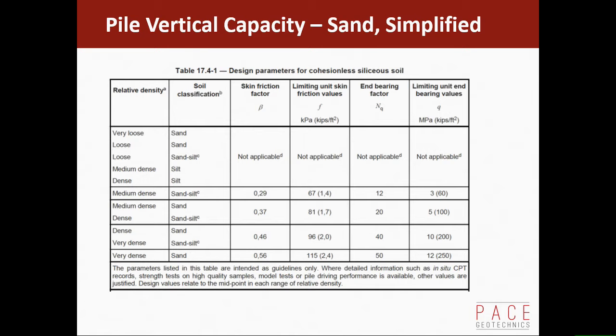In both cases, there's a limiting value. So as you go deeper and deeper, your overburden stress increases. But at some point, the code says you've got to stop increasing it. So that there's a limited benefit by going deeper and deeper. It's still a benefit because you're increasing the surface area, but there's a caveat there which needs to be taken into account.